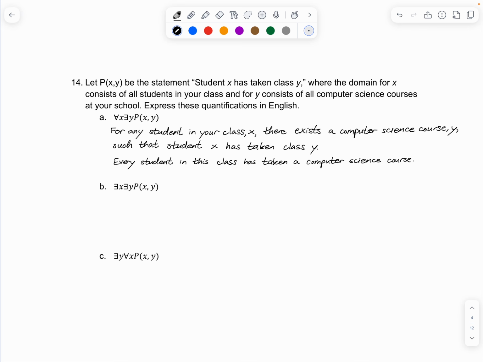You don't have to do both of these. The second one is really what I'm looking for. Every student in this class has taken a computer science course. But I strongly recommend putting both if you are looking for any sort of partial credit.